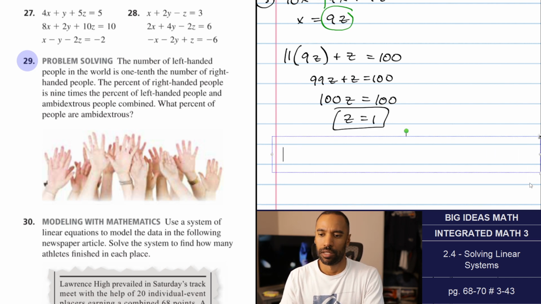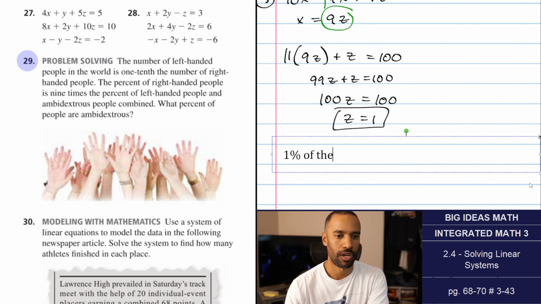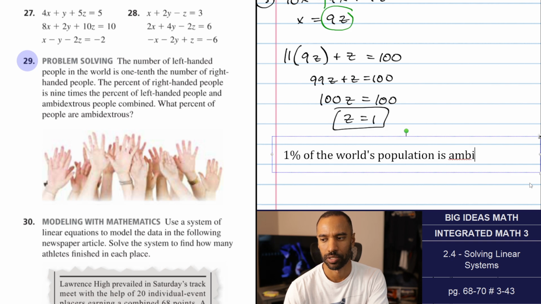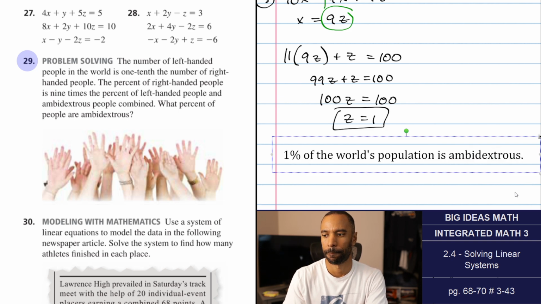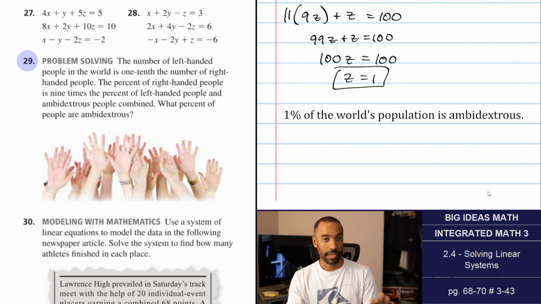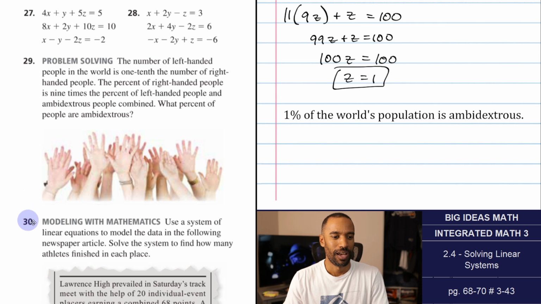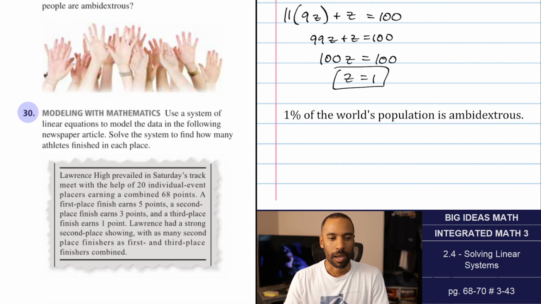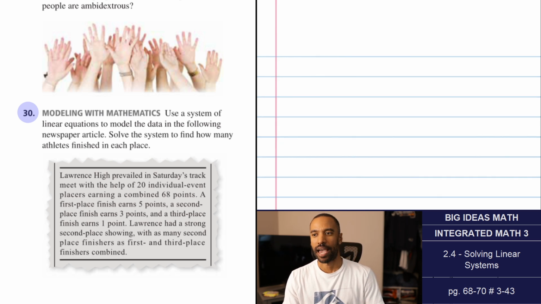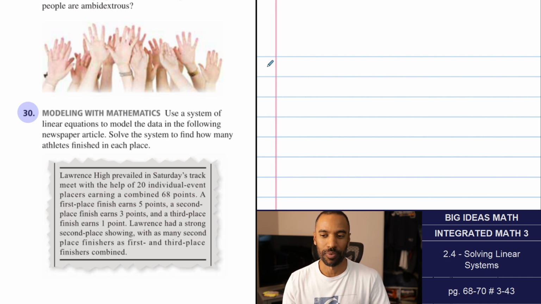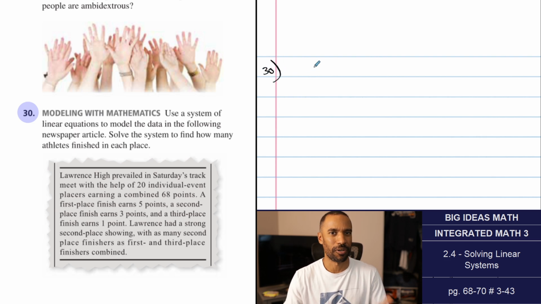So 1% of the world's population is ambidextrous. Not amphibious. Okay? Ambidextrous. All right. Number 30. Just going back to the previous problem one more time, that's where you need 3 equations in a system of 3 to solve it. And that's where I was sitting there going, what's the third equation?